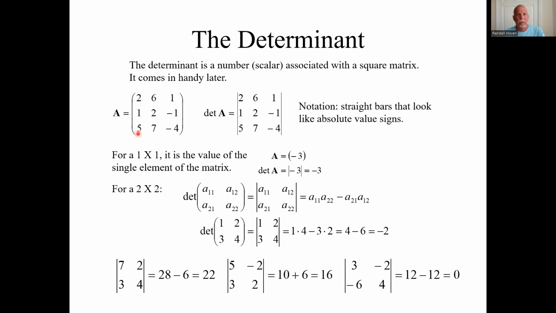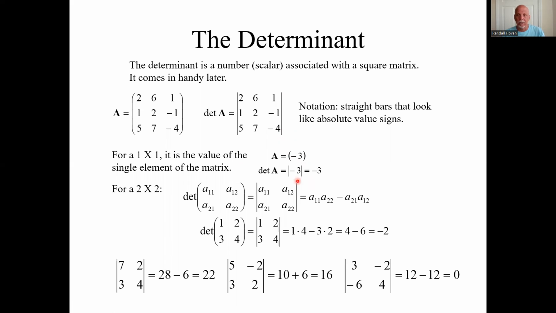So we have a square matrix, say a 3 by 3. A looks like this. The determinant notation looks like absolute value signs, just straight bars. When you see that, it means not the matrix, but the determinant of that matrix. So let's go through some determinants. First, if it's just a 1 by 1, a matrix with a single element, the determinant is the value of that single element.